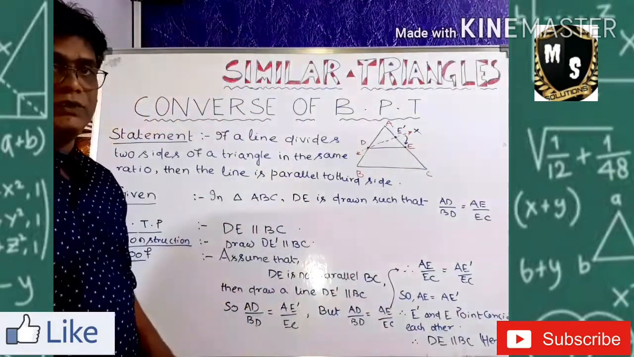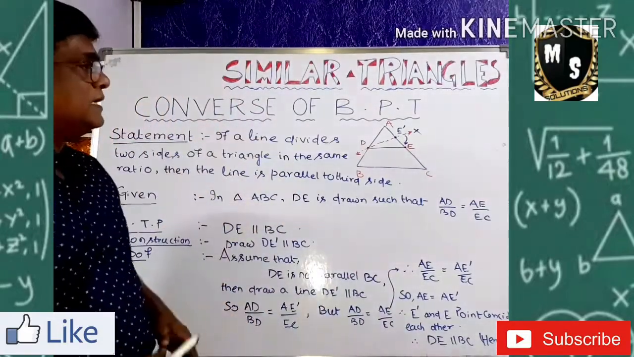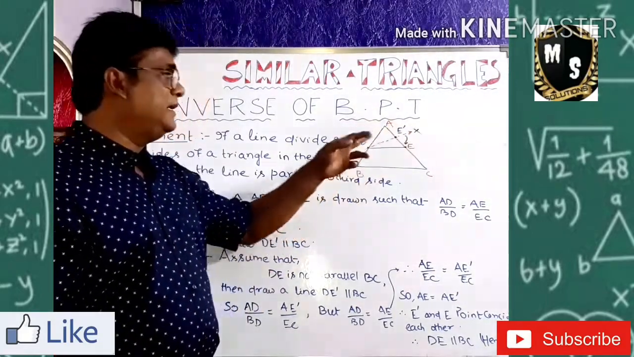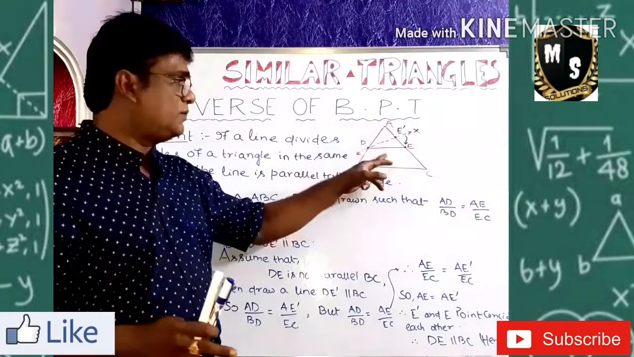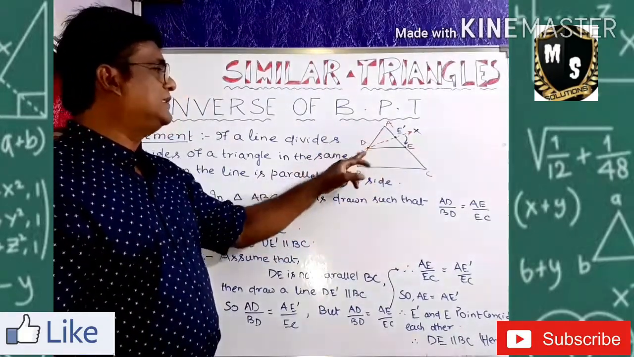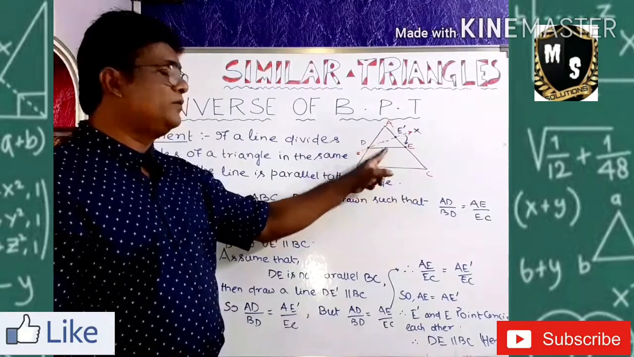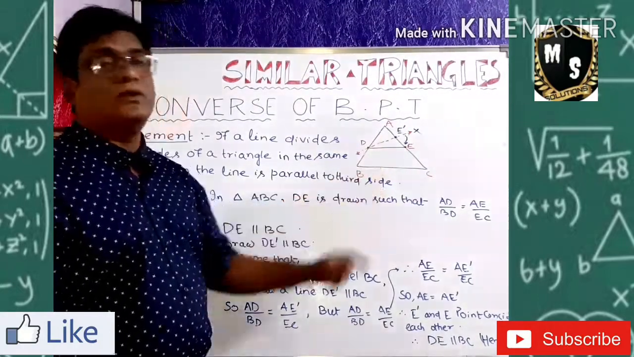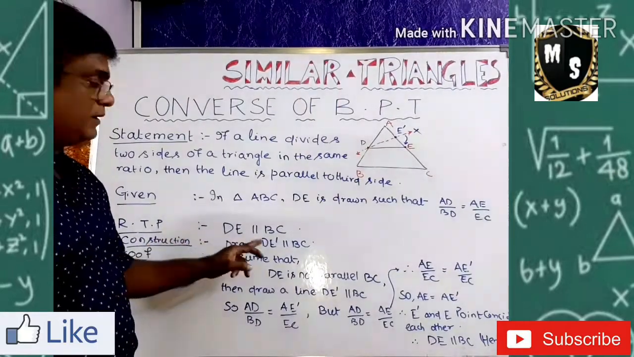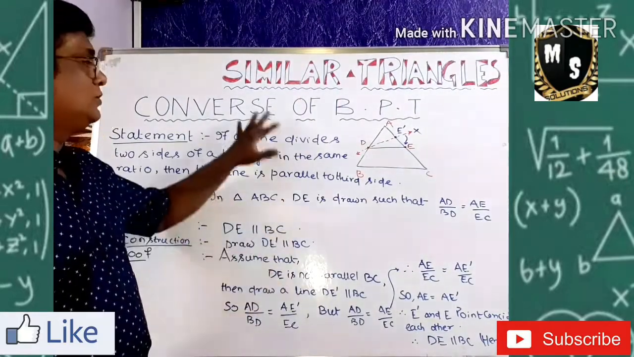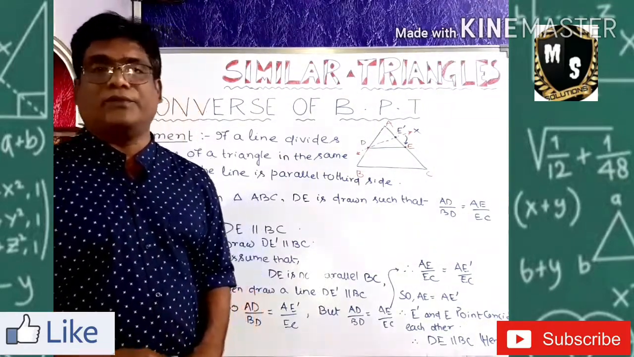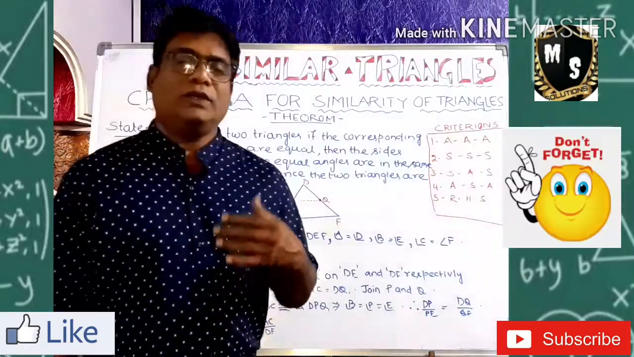I hope you understood. It is the converse. Converse means if a line divides the sides in the same ratio, then we have to prove this line is parallel to the third side. That is the proof. RTP: DE parallel to BC. I hope you understood the theory behind it. Practice it and it will come to you nicely. It is so easy. Come to the next part.